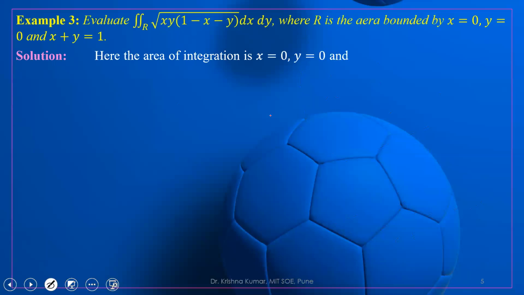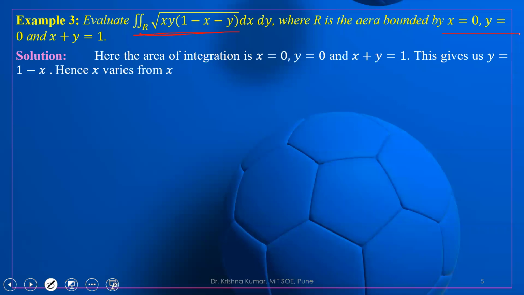Similarly, we can also take example number 3. I won't discuss much more about it. Let us take the shortcut method. So here again, what is the area of integration? The limits of integration are not given. Only the region is given: x equal to 0, y equal to 0, and x plus y equal to 1. These three things are given.